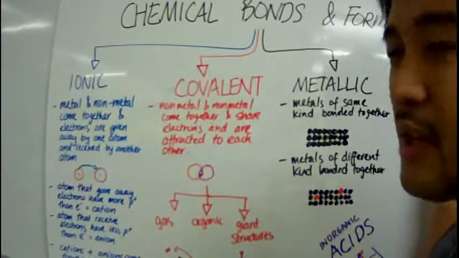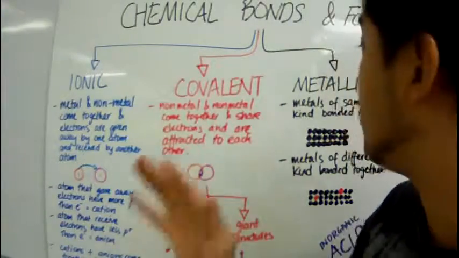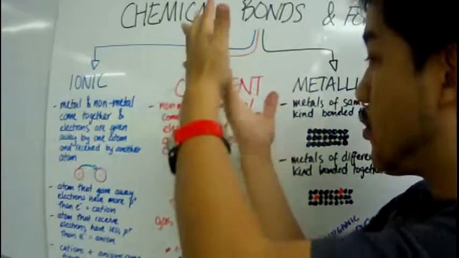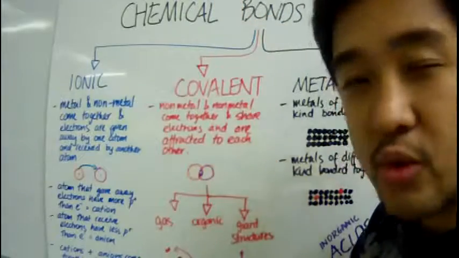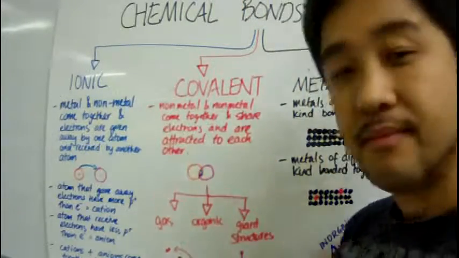So, again, to recap, we have ionic types of bonds, we have covalent bonds, and we have metallic bonds. And as we can see, there's a whole slew of different types of covalent bonds. That's it.